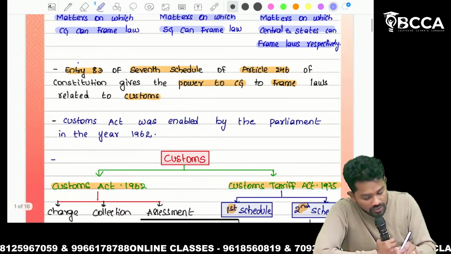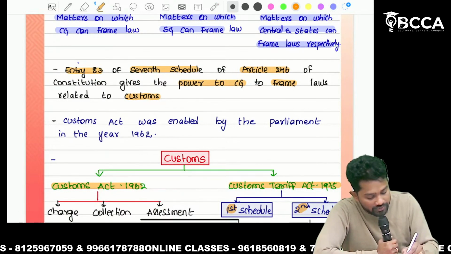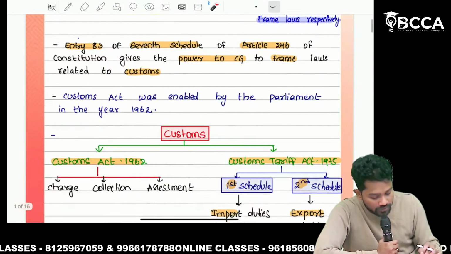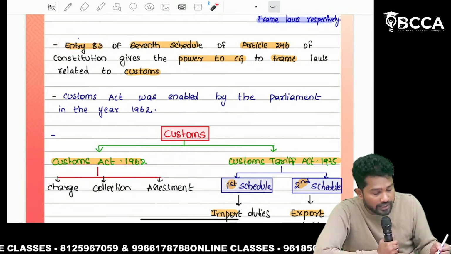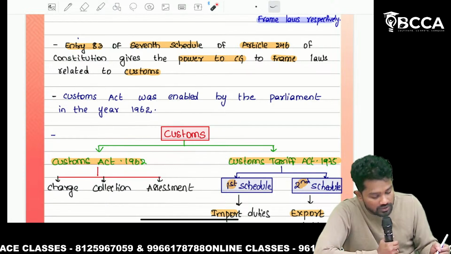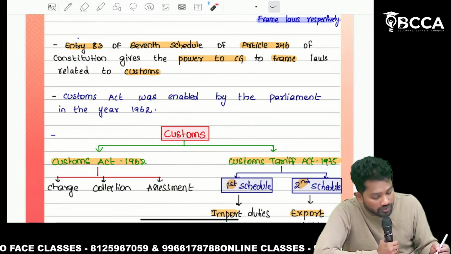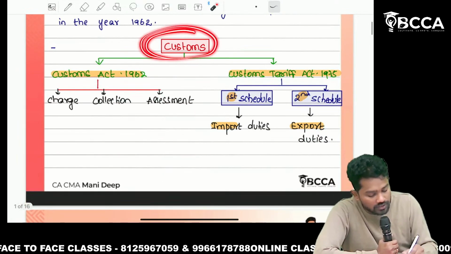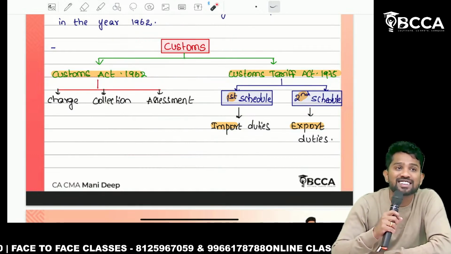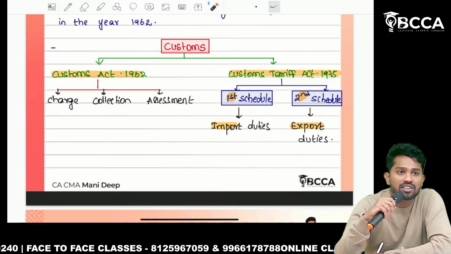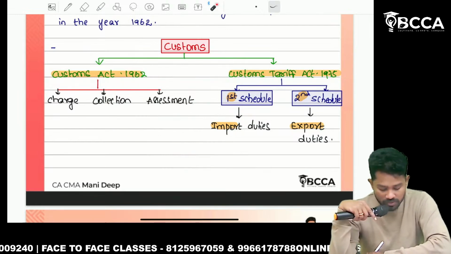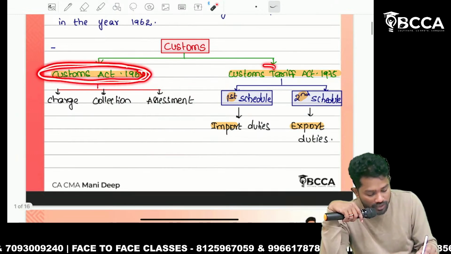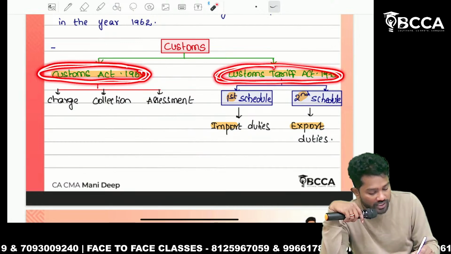Okay. So the Customs Act was enabled by the Parliament. It was enacted by the Parliament in the year 1962. This entry number is important, sir. Entry 83 of the union list, 7th schedule of Article 246 gives the power to the central government to frame laws with respect to customs. Now, the customs we are discussing is not a single act. It is of two acts. One is the Customs Act 1962, and the next one is the Customs Tariff Act 1975.